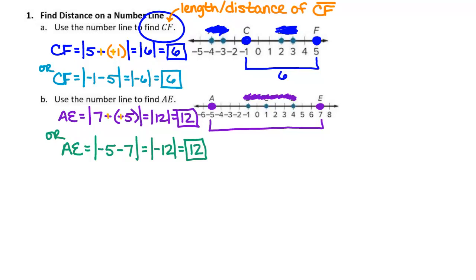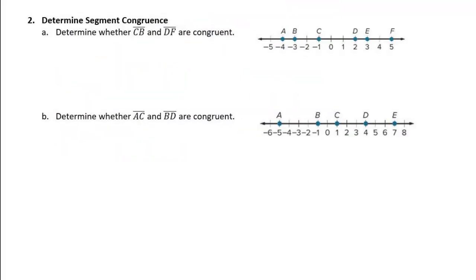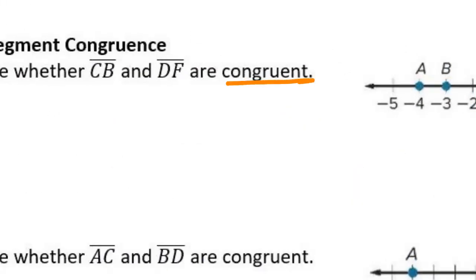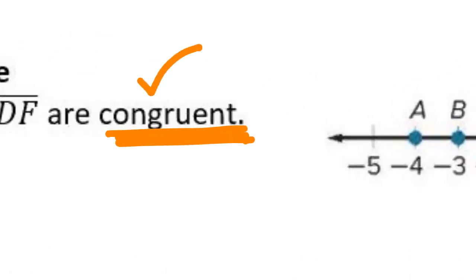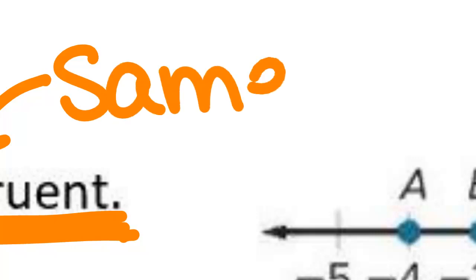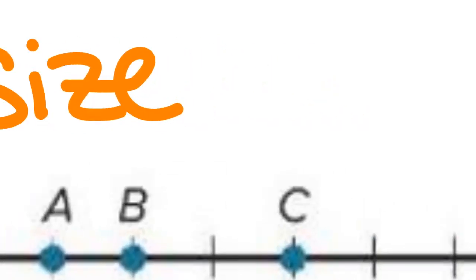All right, let's look at number 2, and that's where we're going to stop for today. Number 2, I want to use distance to figure out whether things are congruent. What does congruent mean again? Same size. Or same length.